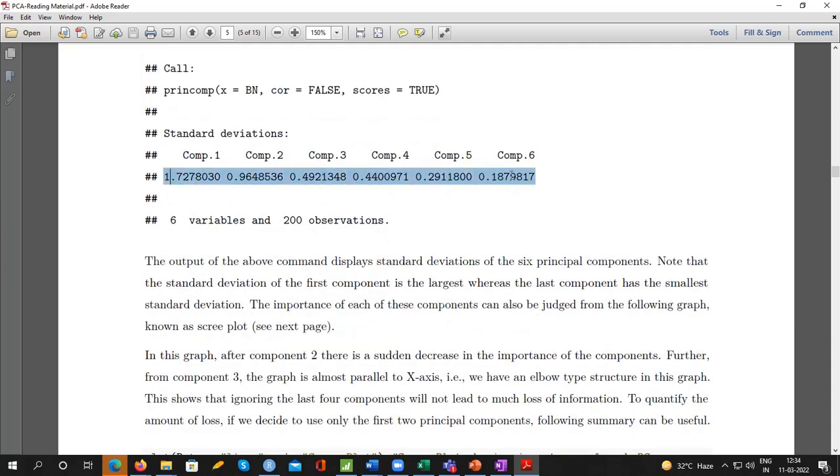This gives me standard deviations for the principal components. These are not the standard deviations of the original variables. You can see comp1, comp2, comp3 written here. We have seen in the theory that the first PC is of most importance. Why? Because variation is information. So the first PC has the highest value of variance, the second PC has the second highest value of variance. So basically the components are arranged in decreasing order as per their variance. Okay, so far?